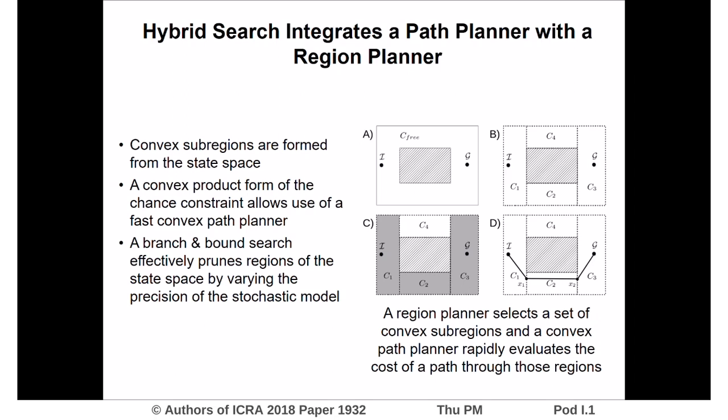Next, the region planner is a branch and bound search that chooses which of the convex subregions to send to the convex optimization routine. The branch and bound search effectively prunes paths that cannot be optimal using our bounding method.